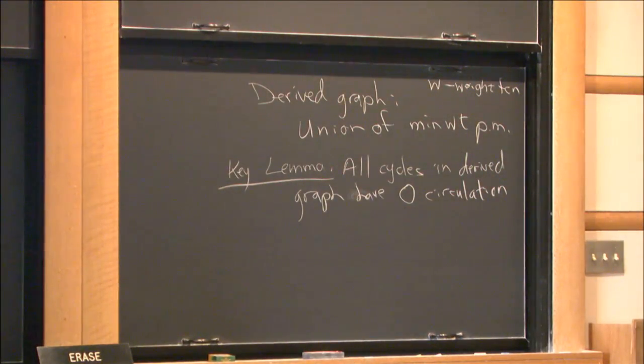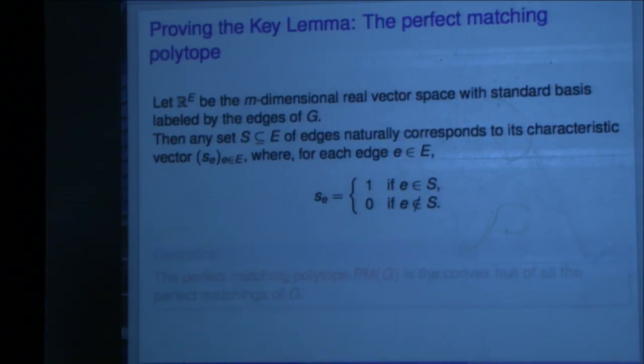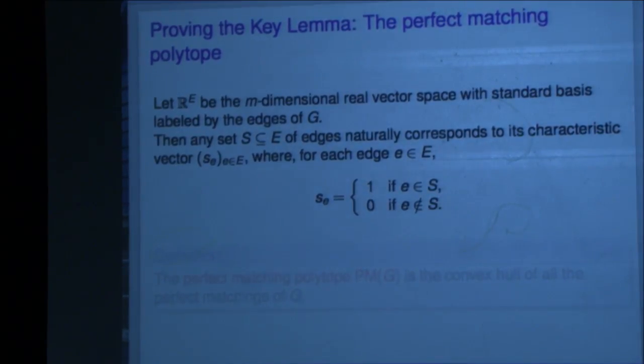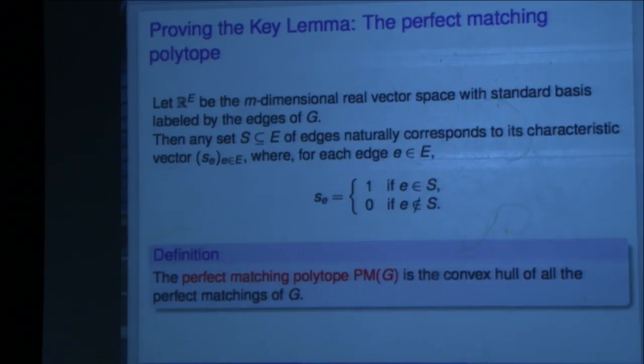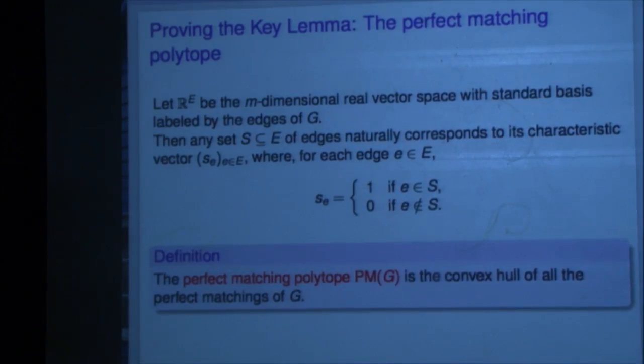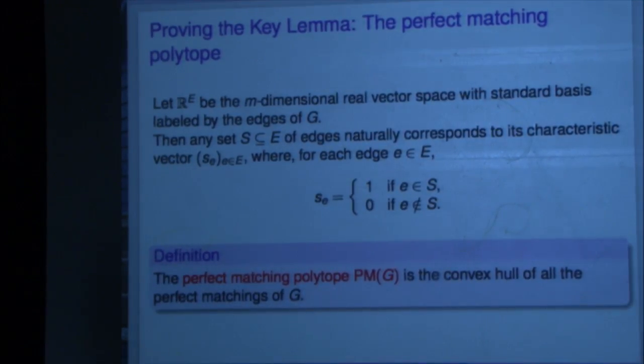All right. So we set this up. Any set of edges is going to correspond to a 0, 1 vector in this vector space. So this is a standard definition, the perfect matching polytope of G. You take all the perfect matchings of G as 0, 1 vectors, and you just take their convex hull. So it's all the convex combinations of perfect matchings of G.